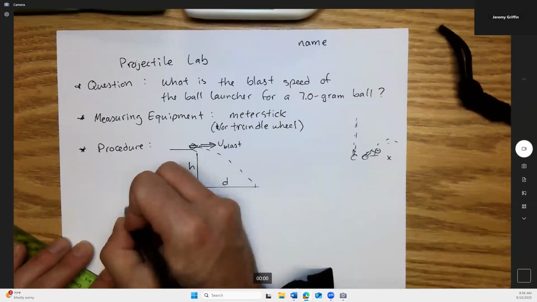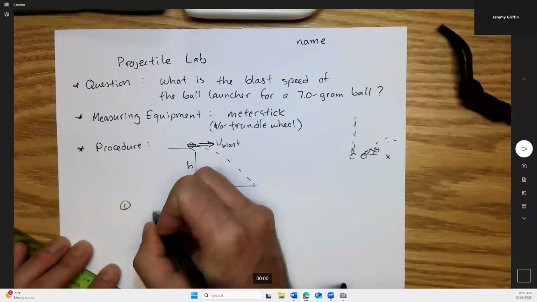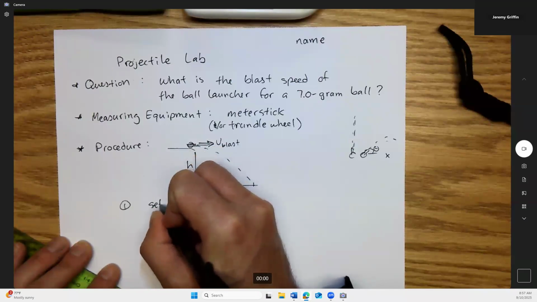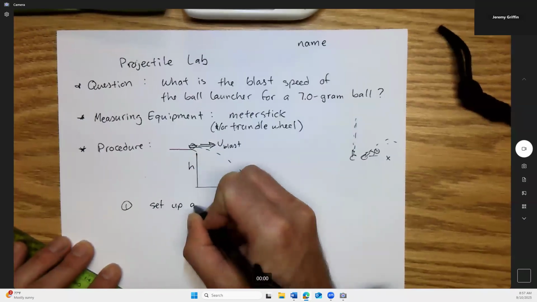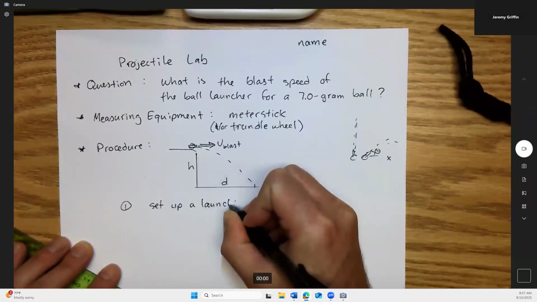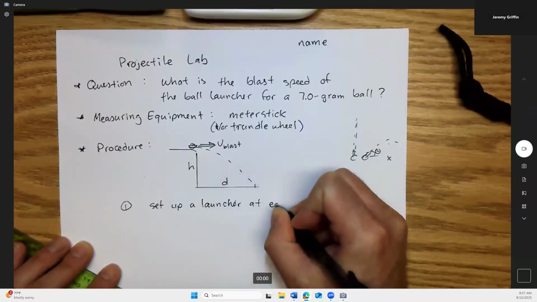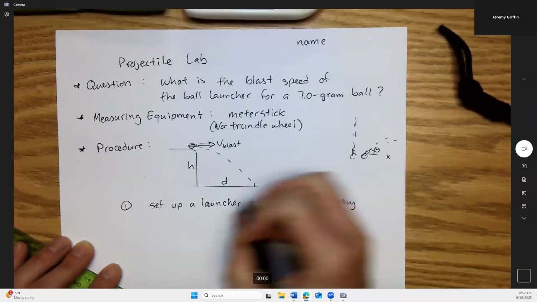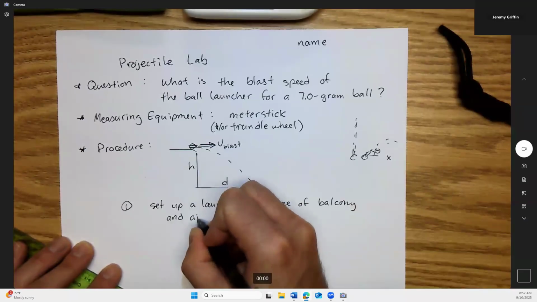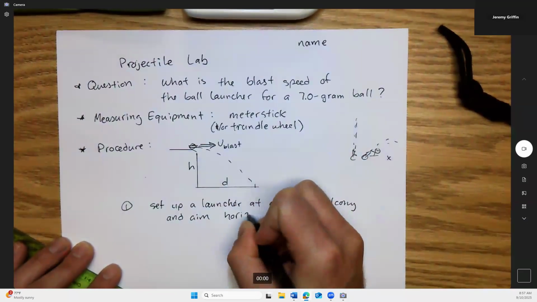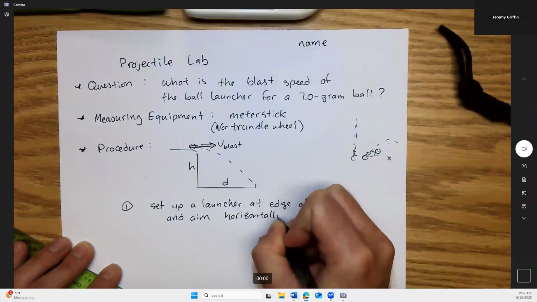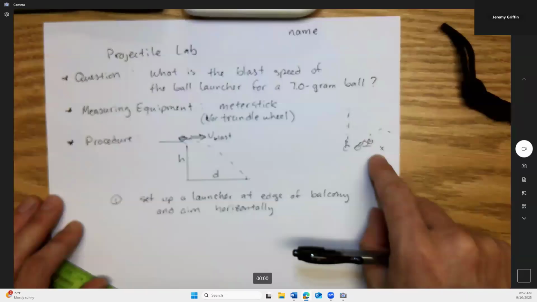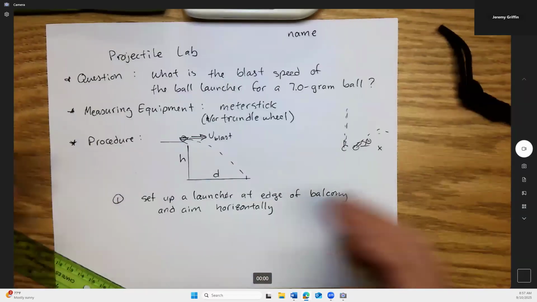Okay, so here are my steps. Number one, I'm going to set up a launcher at the edge of the balcony and aim horizontally. That aligns with this diagram, and we're not doing it straight up. We're not doing an angle. We're all just doing this version. Keep it simple.